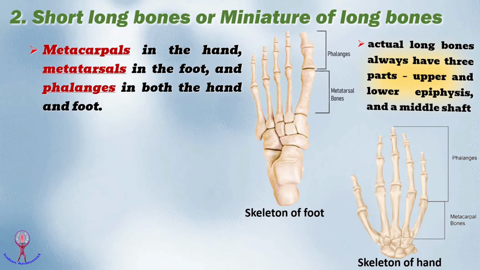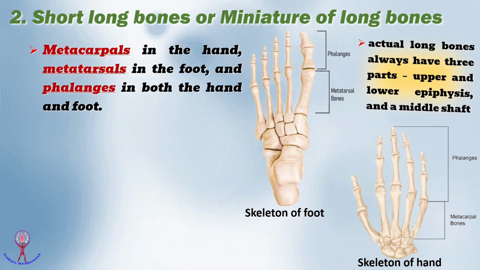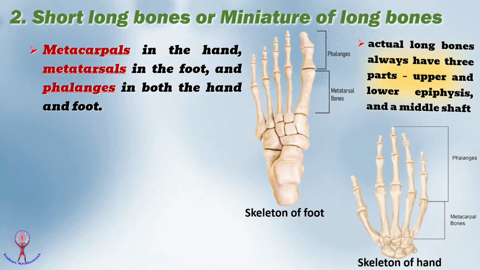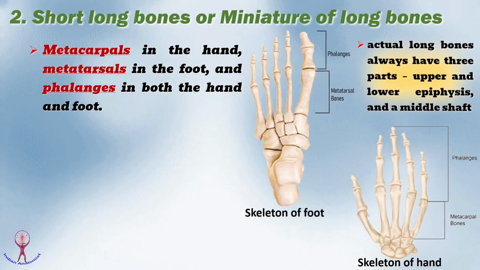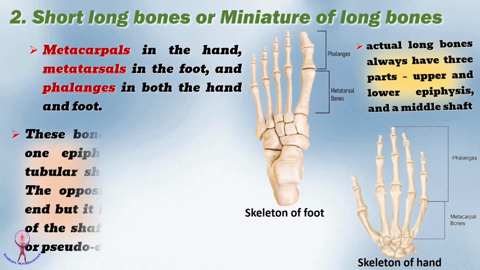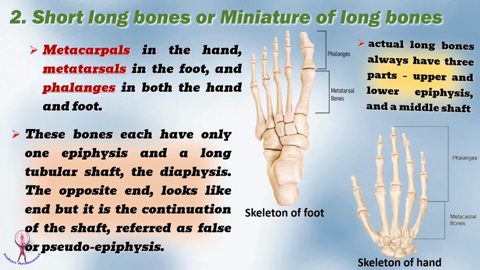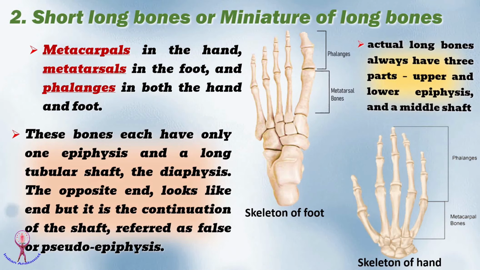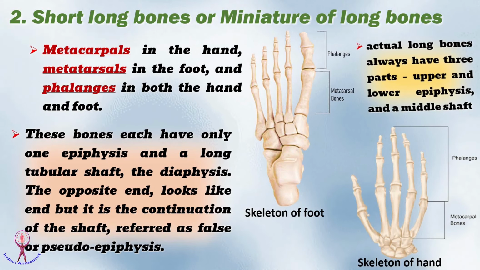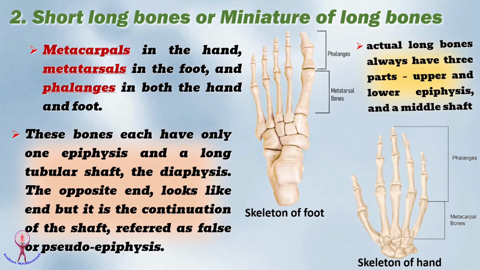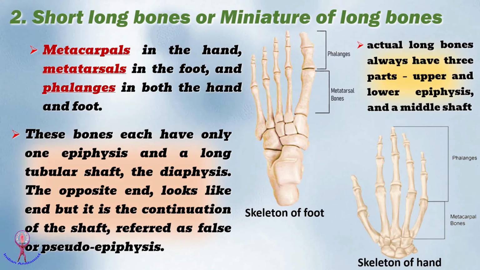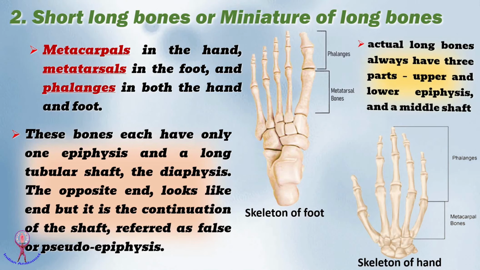Actual long bones always have three parts: an upper epiphysis, a lower epiphysis, and a middle shaft. Whereas short long bones each have only one epiphysis and a long tubular shaft, the diaphysis. The opposite end looks like an end, but it is the continuation of the shaft, also referred to as the pseudoepiphysis.